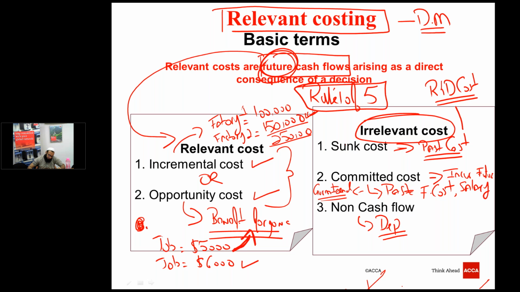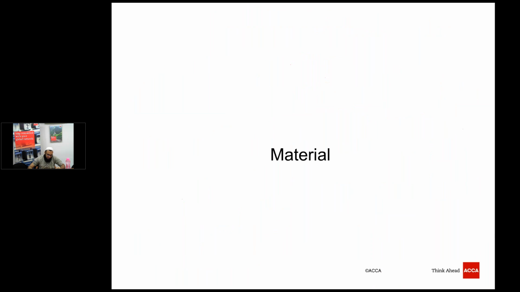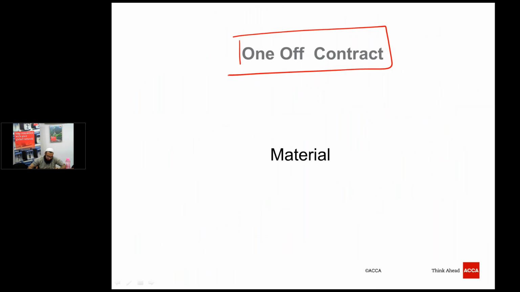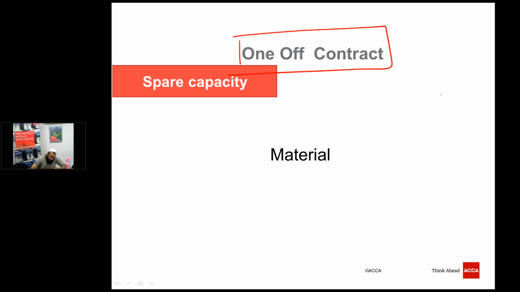Got it? Now, we will use the relevant costing techniques on a one-off contract. One-off contract means a contract that is a one-time opportunity. In this one-off contract calculation, I'll be giving you a question, Highlife company, today, it's already attached here, that you will solve and give me feedback today on the WhatsApp group.